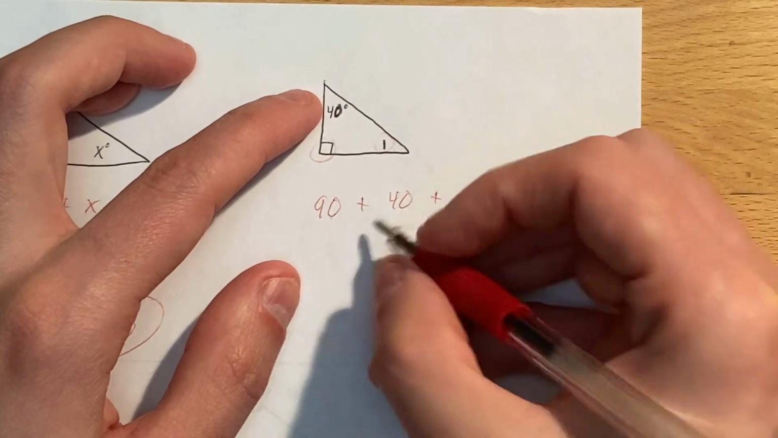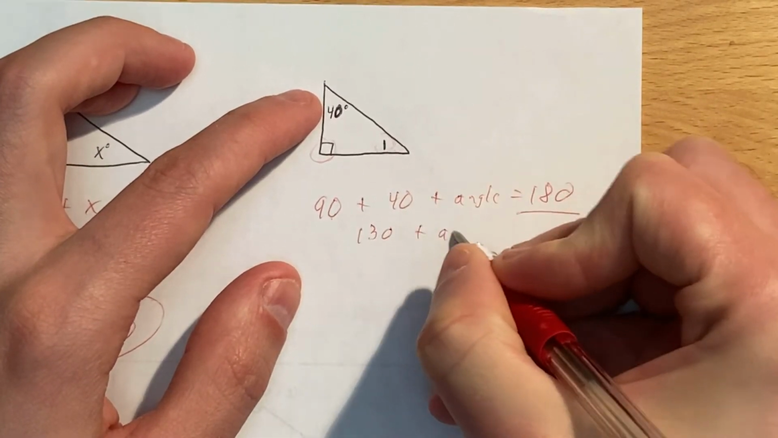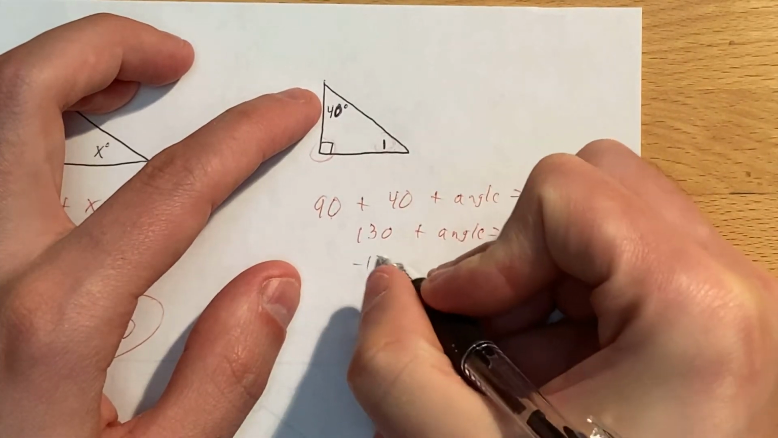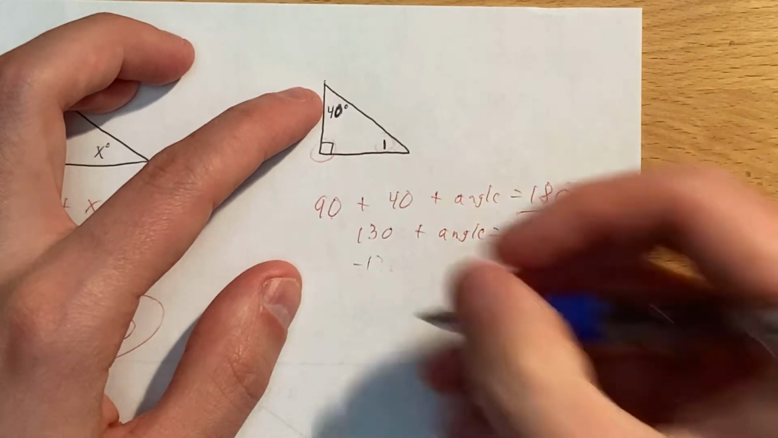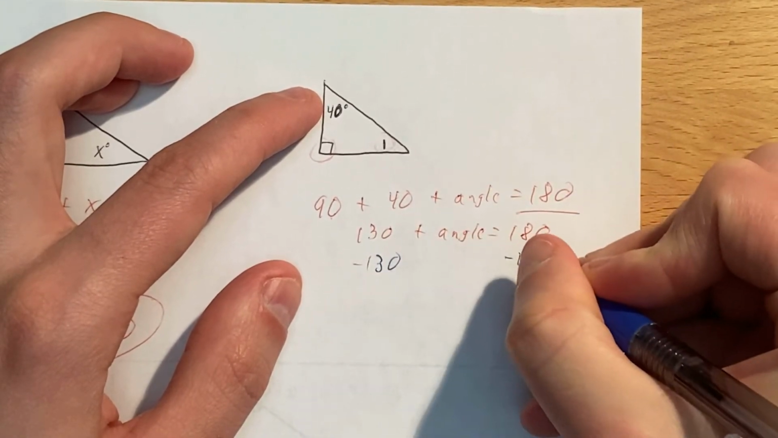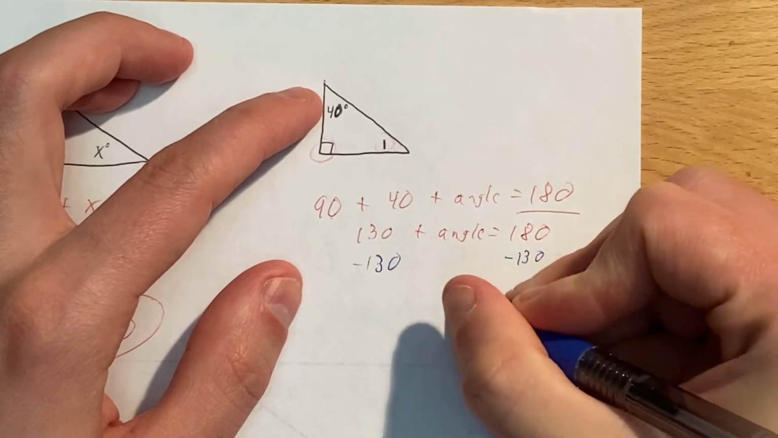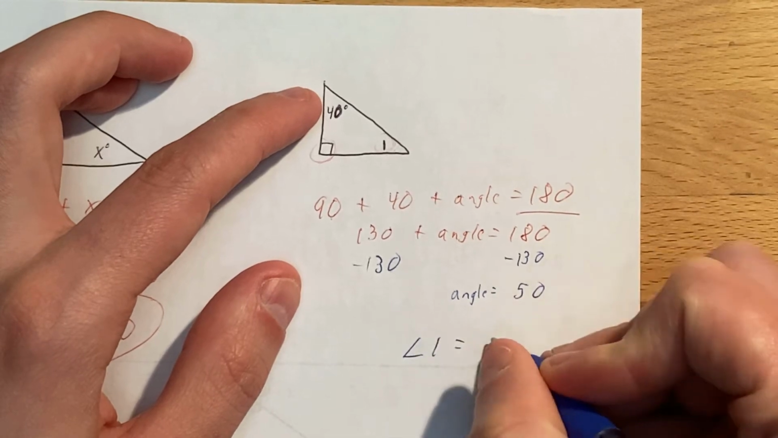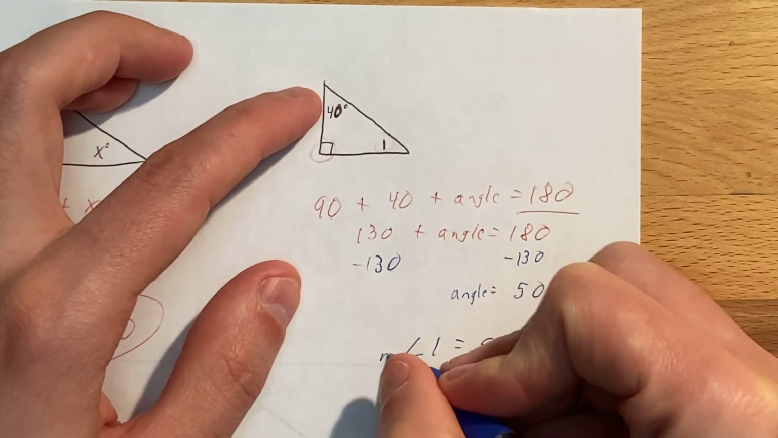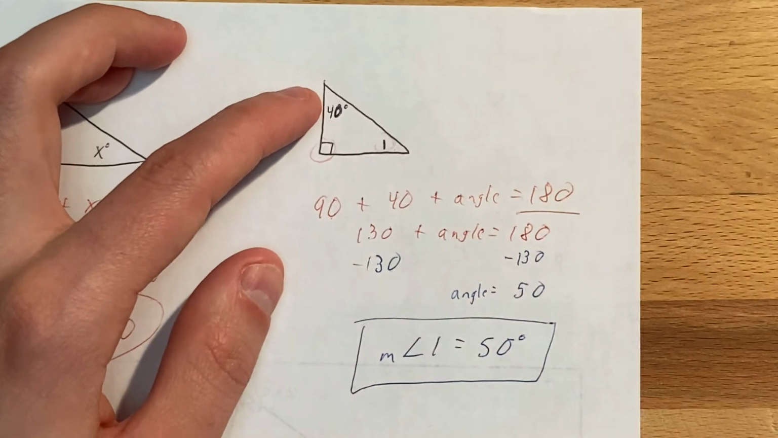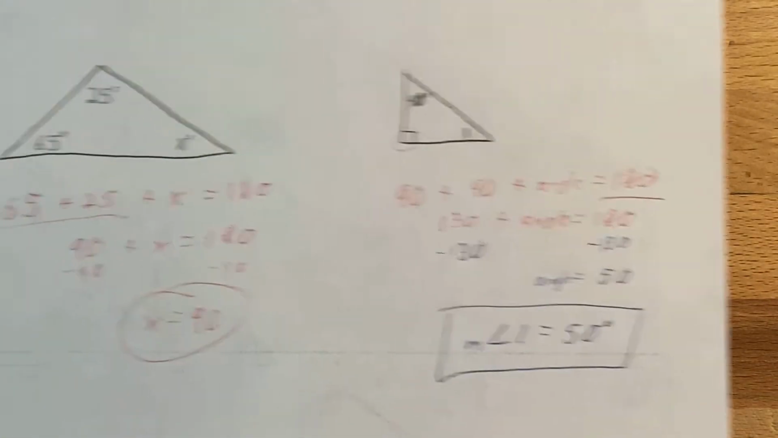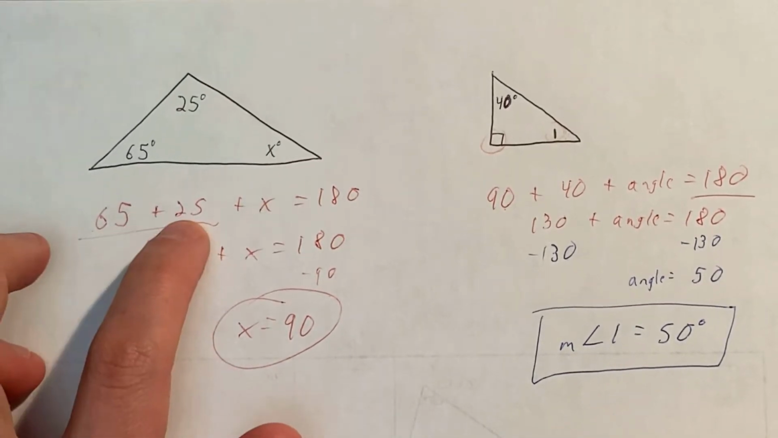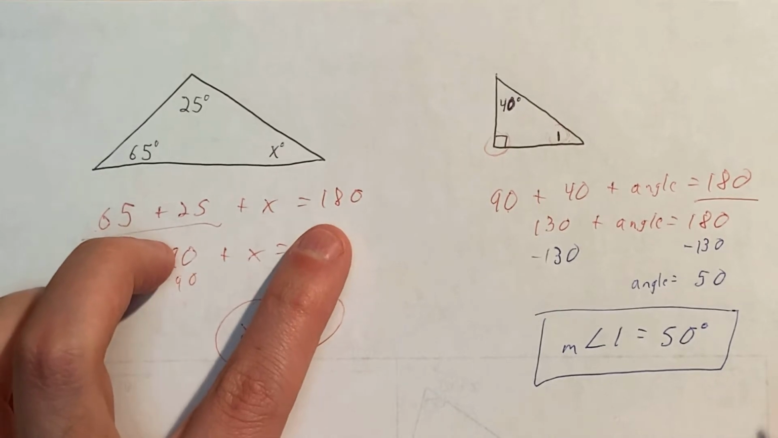So 90 plus 40 is 130 plus the angle equals 180. And you would subtract 130 from both sides to get 50. So the angle is 50. So I would write angle 1 is equal to 50 degrees, or the measure of angle 1, like that. So that is one way to do it. If you are an algebra person, that is the equation you set up. Angle 1 plus angle 2 plus angle 3 is equal to 180.